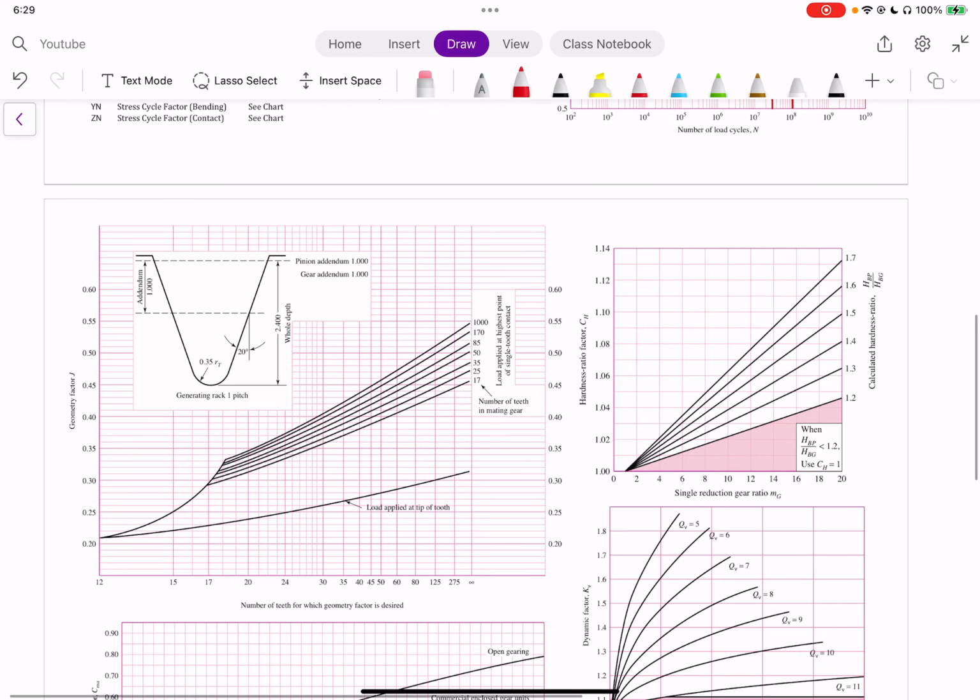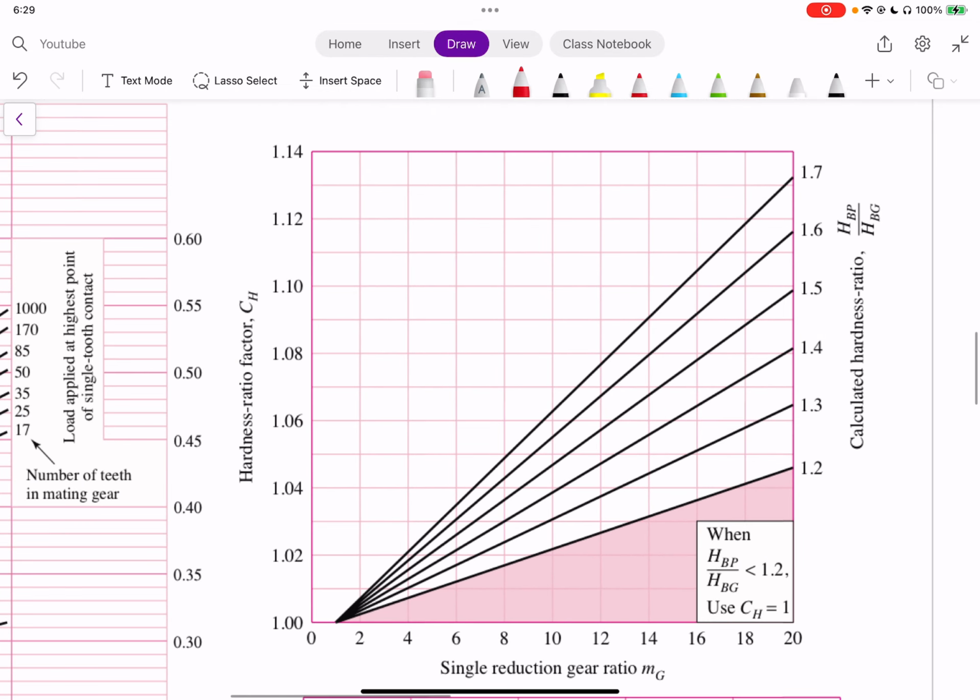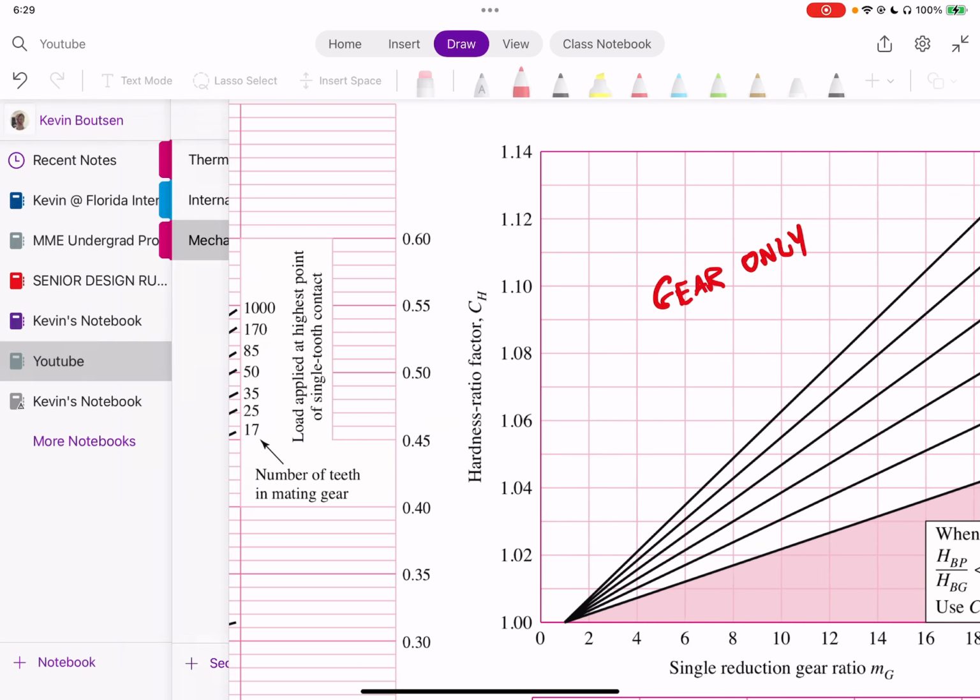So if we go to the chart, we can see that at the bottom right, we get the rule that when HBP over HBG is less than 1.2, we use CH equal to 1, and if not, we have this neat little chart that we can use to find the CH factor much faster than using equations. So you can see that the hardness factor is there. And again, this is a gear-only factor. Okay, I'll write it here too so that we have it. It's gear-only, making sure that we don't forget that.